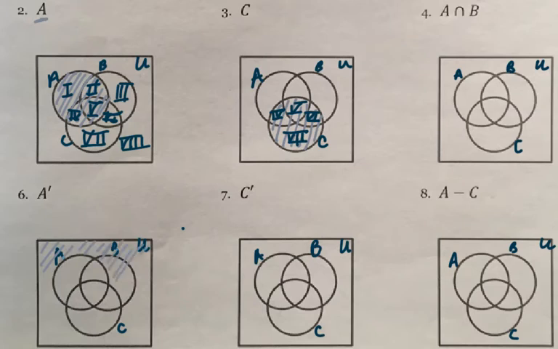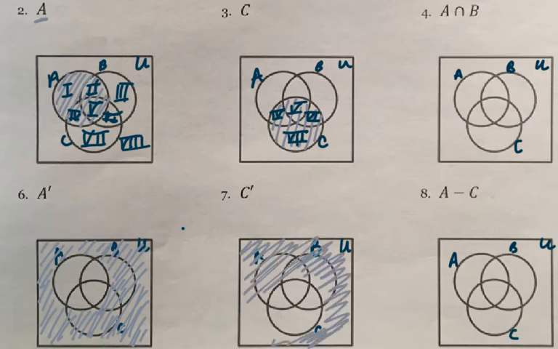I can get this part of B that's not part of A. That is shading A complement. Same thing if I'm going to do C complement. That's everything except for the circle that contains C, the set C. Okay, so the overlapping with C doesn't get included, but everything else does. And then let's look at these 2 over here.